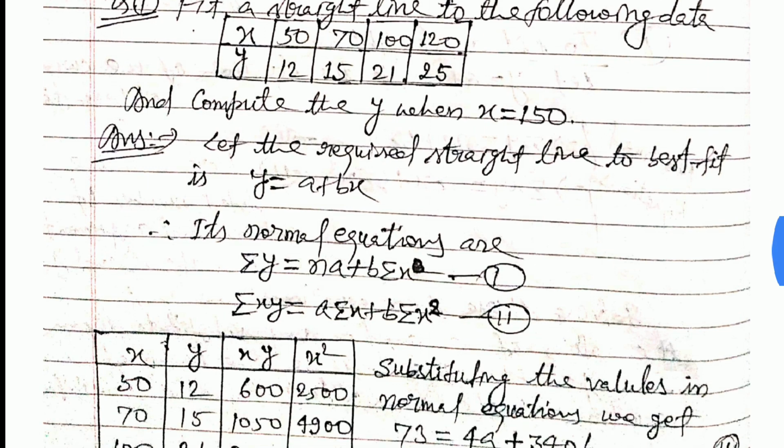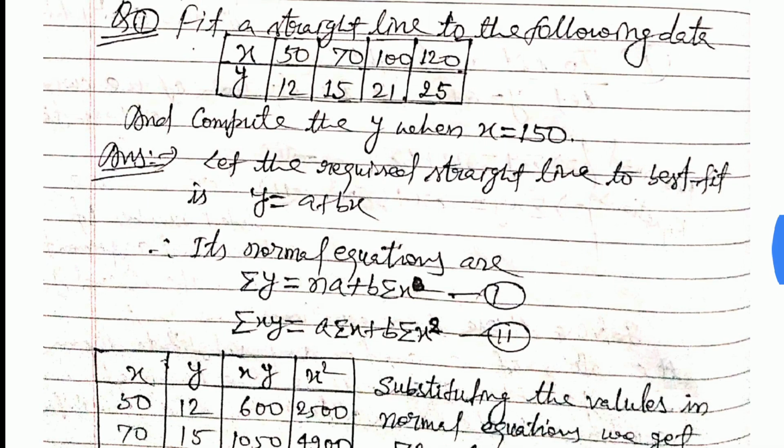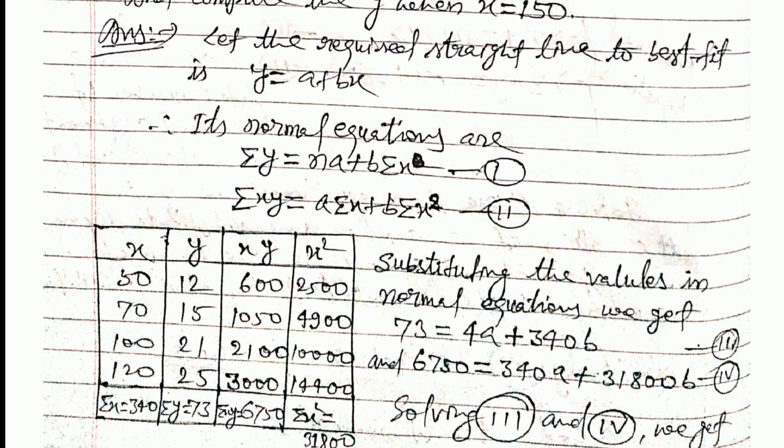So how do we proceed here? According to the concept of curve fitting, we let y is equal to a plus bx be the required equation of the line, that means the straight line of best fit. What are the normal equations for this?